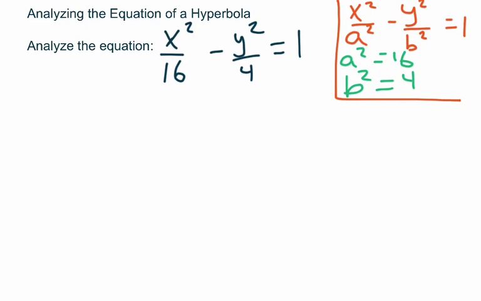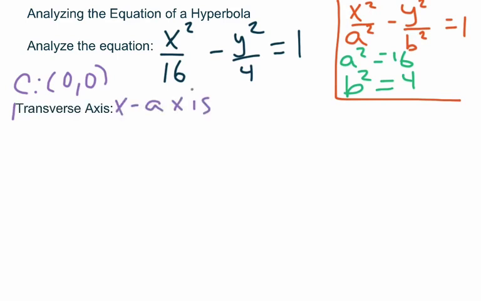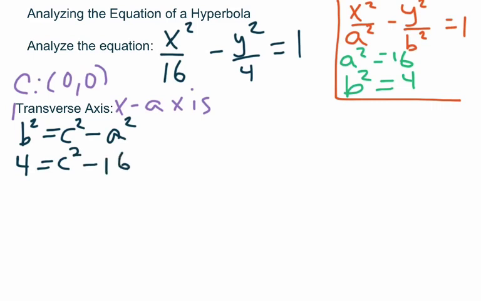The graph of this equation is a hyperbola centered at 0, 0, and whose transverse axis lies along the x-axis. In the equation of a hyperbola, b squared can be found by taking c squared minus a squared. Okay, and as long as we have two values, we can always find the third. So in our case, b squared equals 4. So I have 4 equals c squared minus a squared, which is 16.